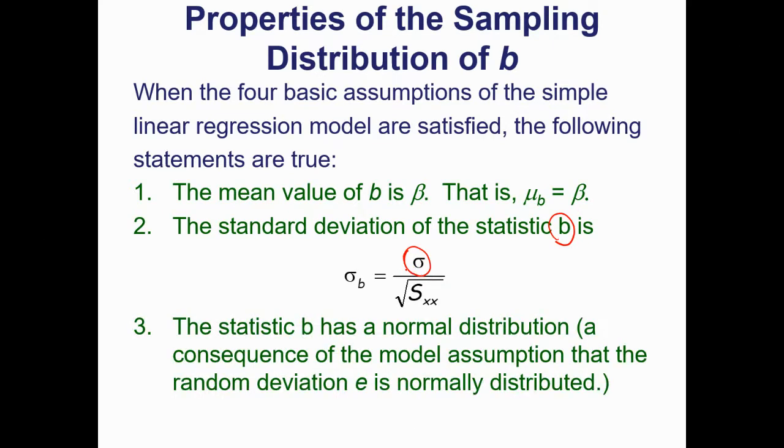The statistic b has a normal distribution, and this is a consequence of the model assumption that the random deviation e is normally distributed.